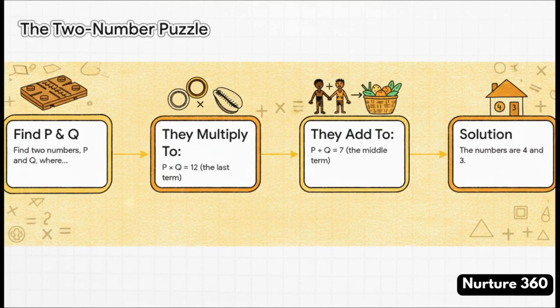Okay, here's the secret sauce. It's a 2-number puzzle. We're looking for 2 numbers that multiply to get our last term, which is 12. At the same time, they have to add up to our middle number, which is 7. So what could they be? Give you a second. Got it? It's 3 and 4. 3 times 4 is 12, and 3 plus 4 is 7. Now we have our magic numbers.